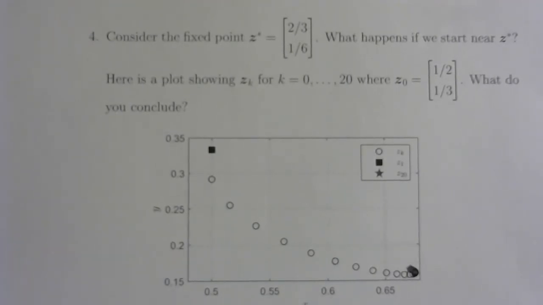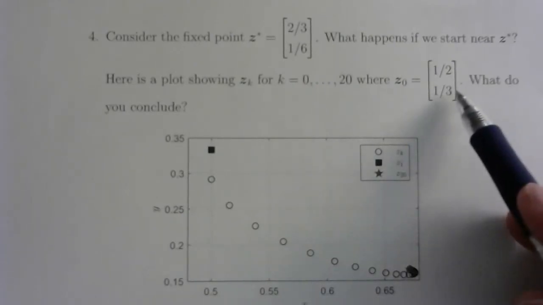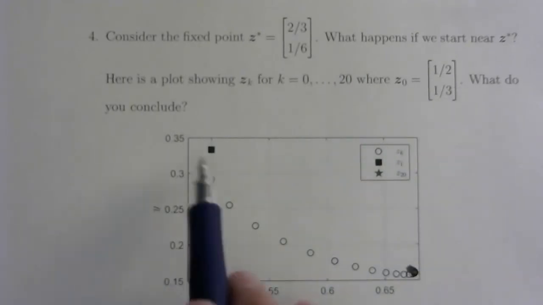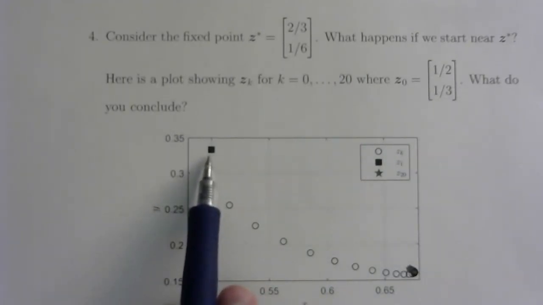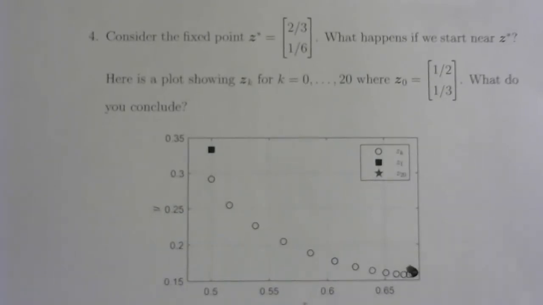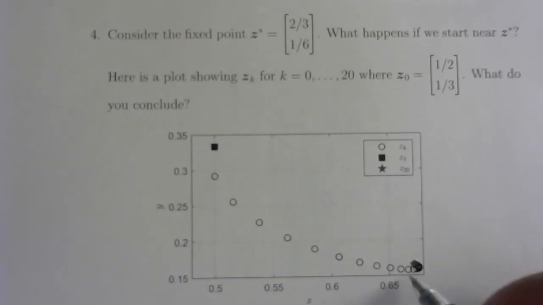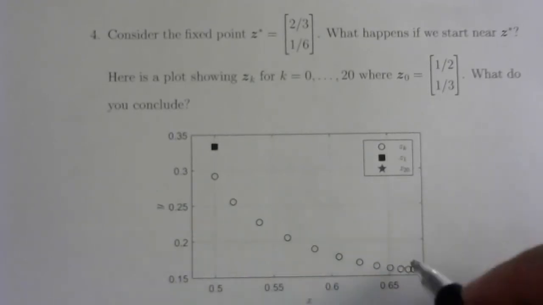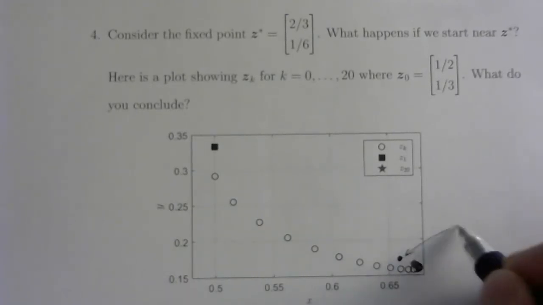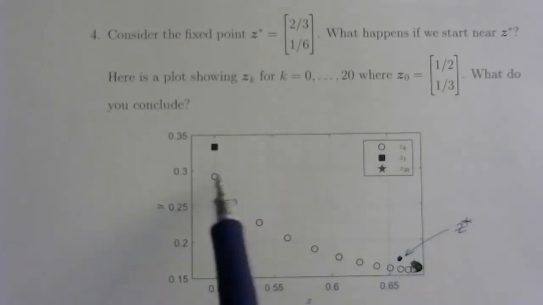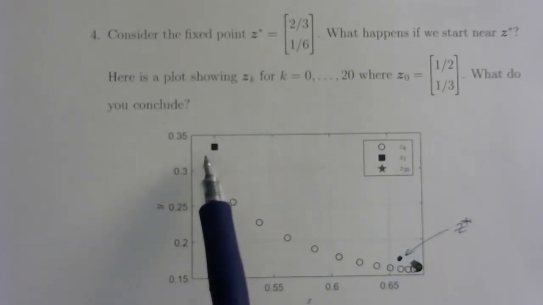And so if I want to start looking at the graph, let's say we started at 1/2, 1/3. So we started here. This is our Z1. And the equilibrium that we're looking for is 2/3, like 0.66, and then 1/6, like 0.16. So something like here, right? This is where Z star actually is. So I started here, actually kind of far away, right?